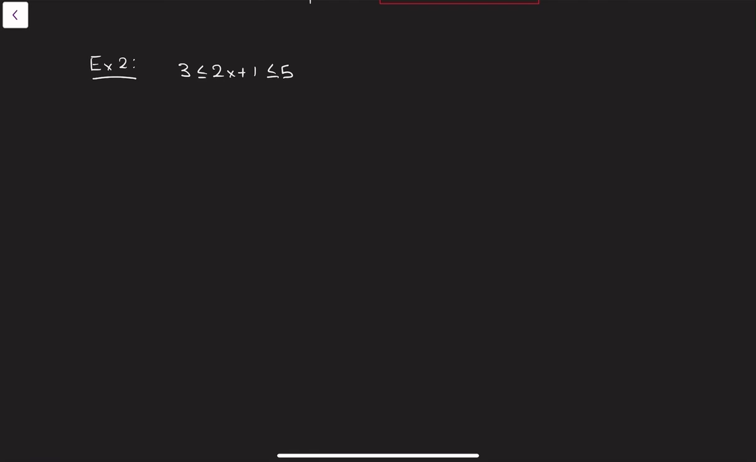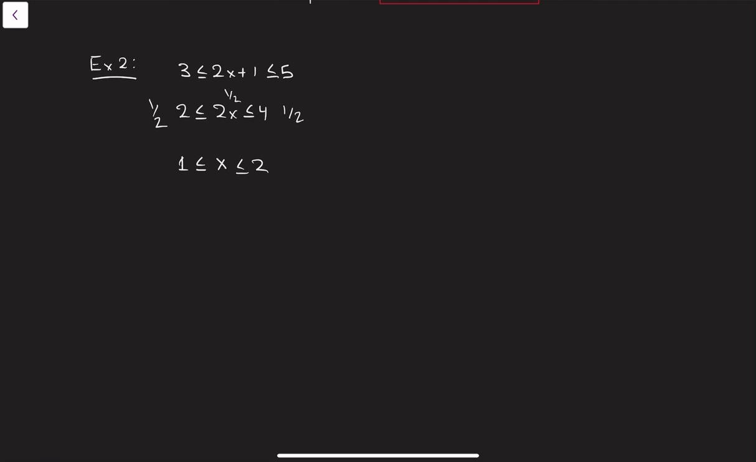So what you're going to do is subtract 1 from all sides. And when I mean all sides, I mean this, and this, so that we're isolating for x to be by itself. So you'd have 2 less than or equal to 2x less than or equal to 4. And then we'd divide everything by 2. So 1 over 2, 1 over 2. And that gives you 1 less than or equal to x less than or equal to 2.